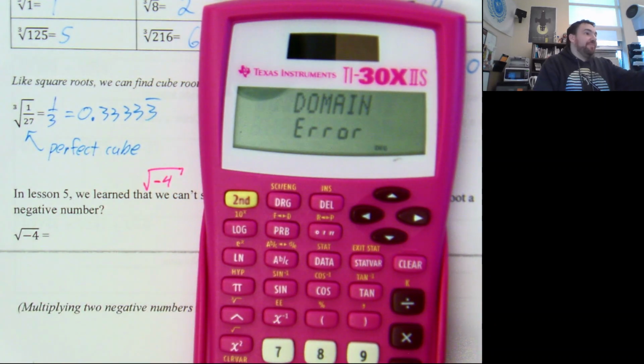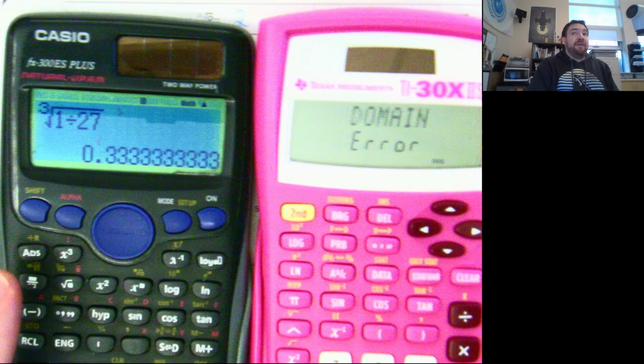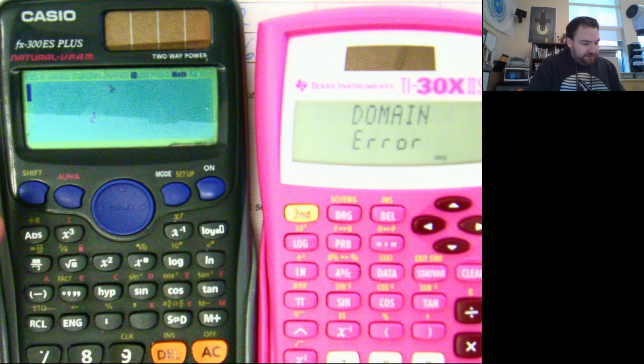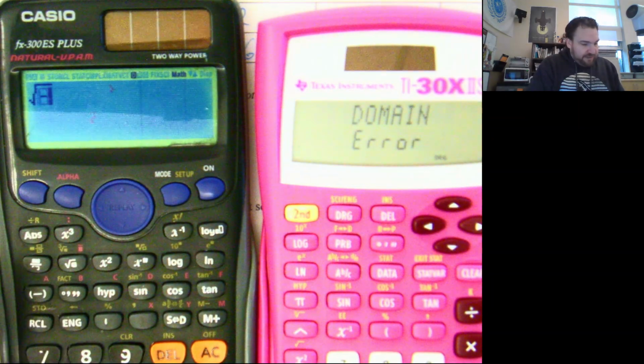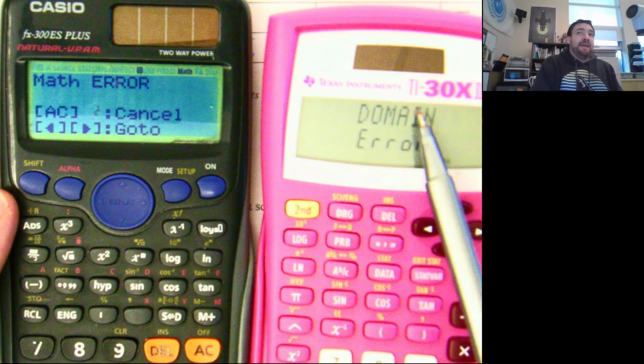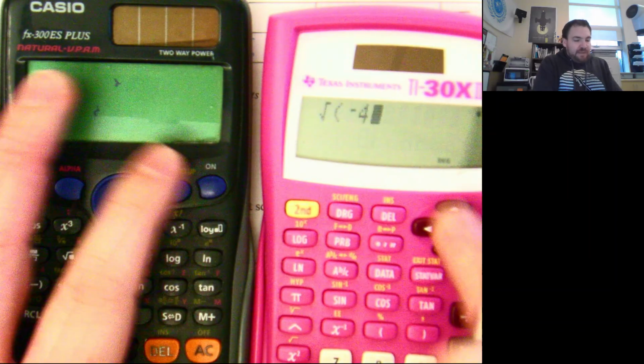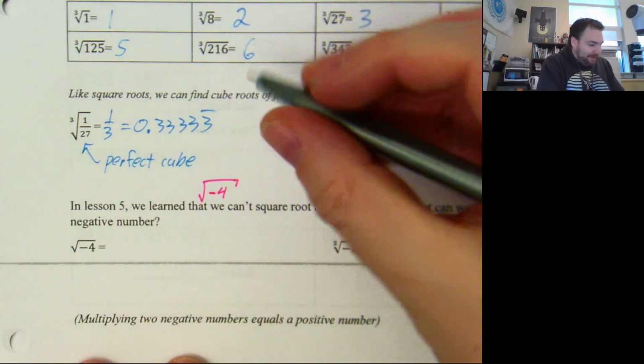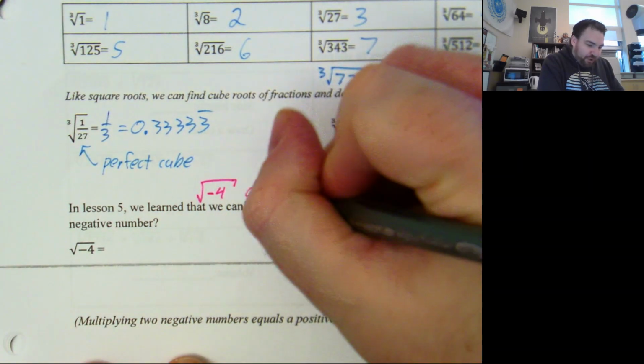Error. That's what I want. So, Dakota, what kind of calculator do you have? Casio? Which one? Okay. And yours says math error? Okay, if I do the square root of -4 on the Casio, it says math error. On this calculator, it says a domain error. This is because, so this doesn't work.